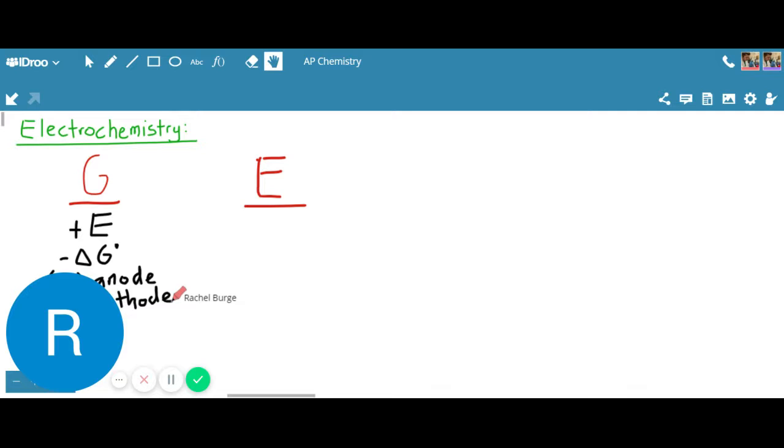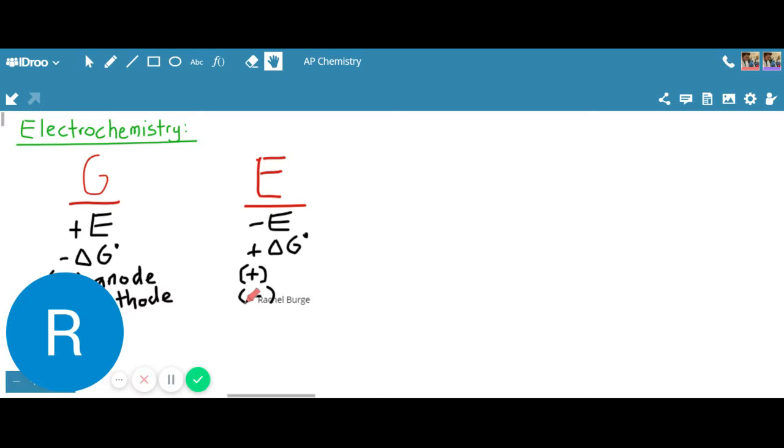Now, the E cells are essentially going to be the opposite of this. We're going to have a negative E, which means that we're going to have a positive delta G. And then, yes, you guessed it, the anode is actually going to be positive in the E cells, and our cathode is going to be negative. So I like to just focus on the G cells and just know that electrolytic cells are going to be the opposite. Electrolytic cells are going to require a battery, and the anode is going to have the positive charge because it's going to be connected to the positive terminal of the battery.